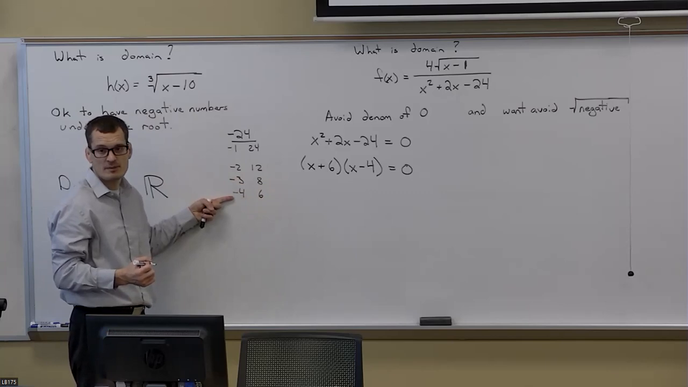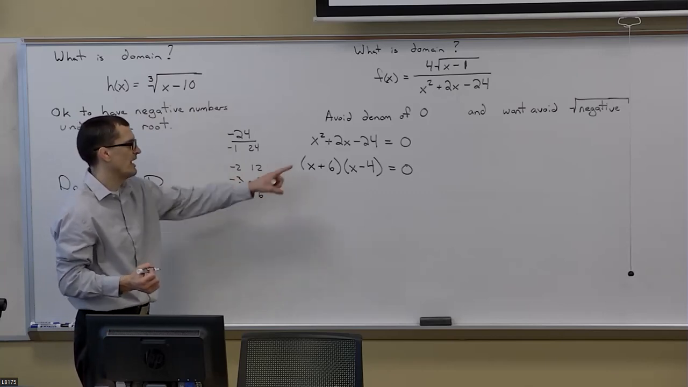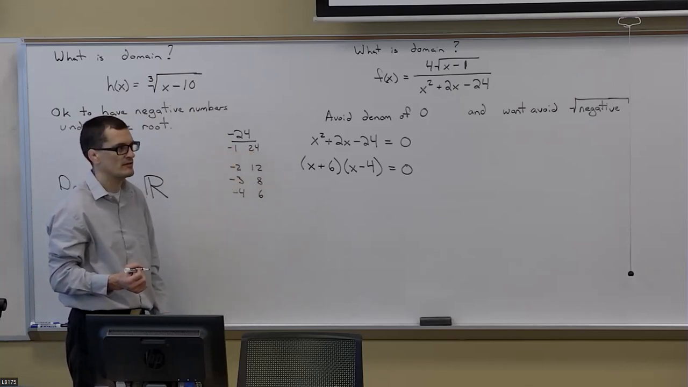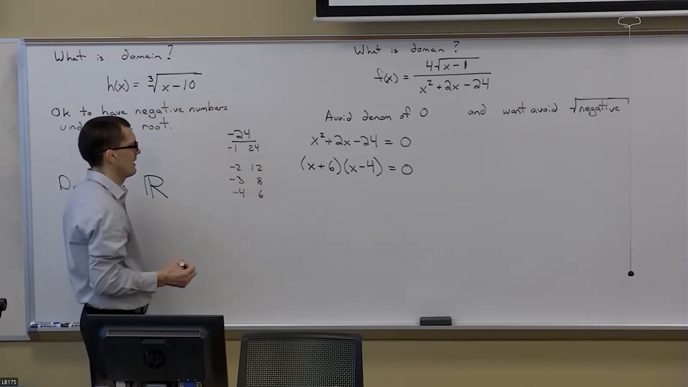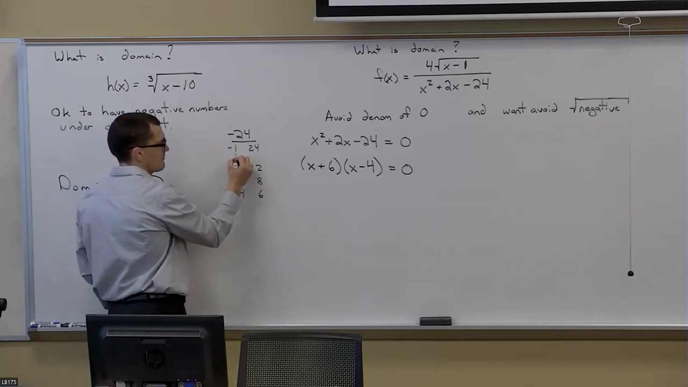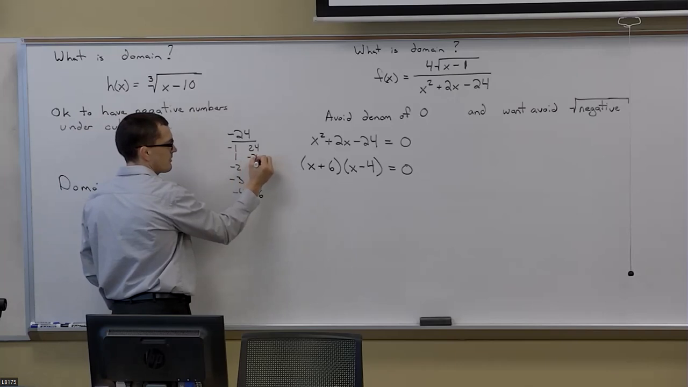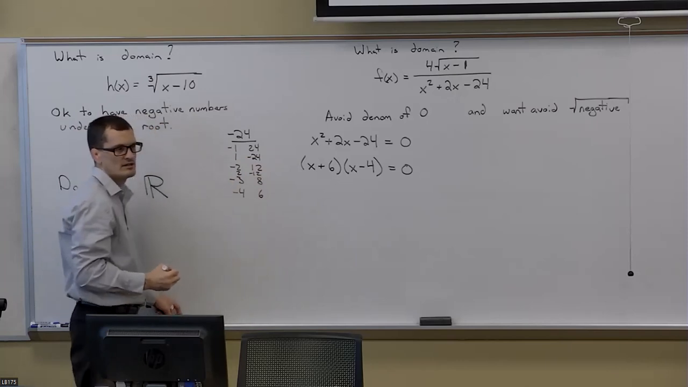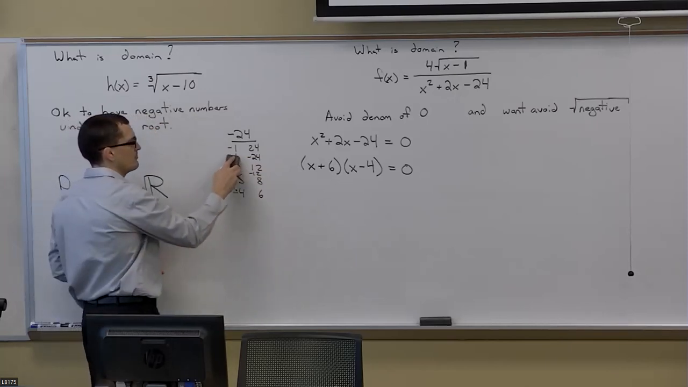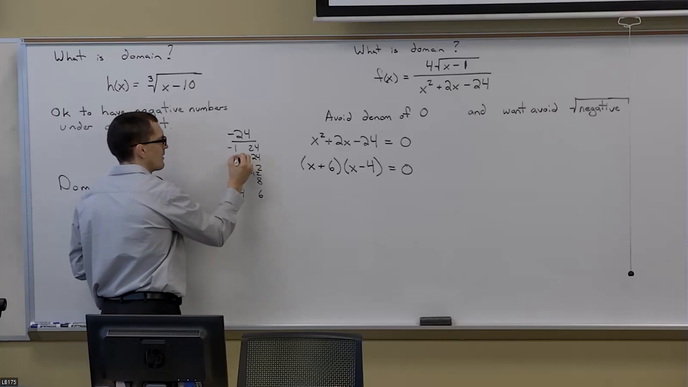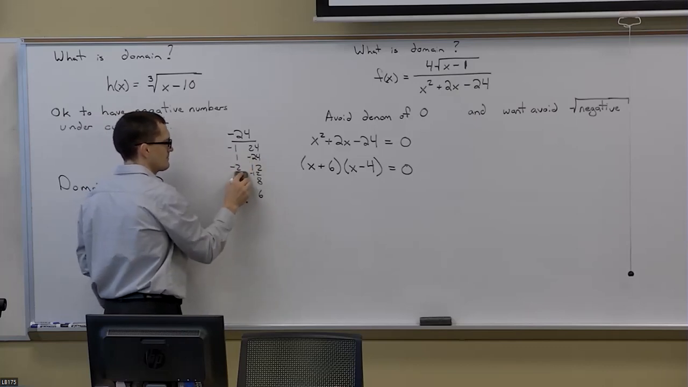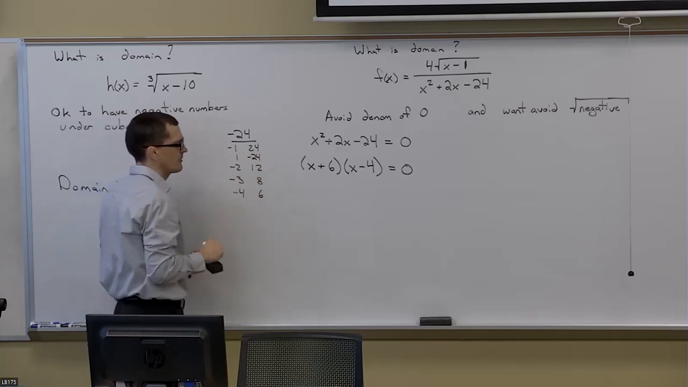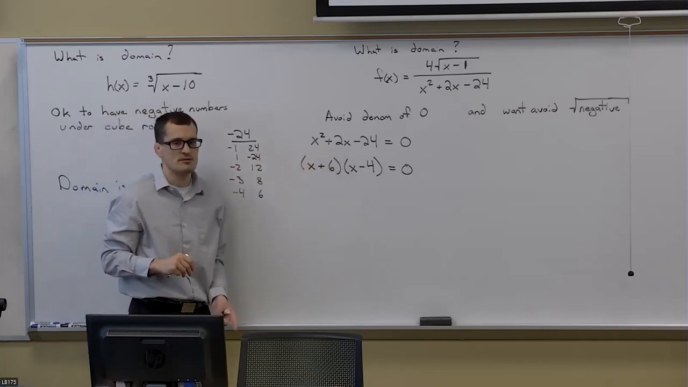This one. Now I knew it was going to add to a positive number, so I always wrote the bigger one with the positive. But you could also list the others, like a positive 1 and a negative 24, that's fine, or a positive 2 and a negative 12. But they have to multiply to give you negative 24, and then add to give you 2.